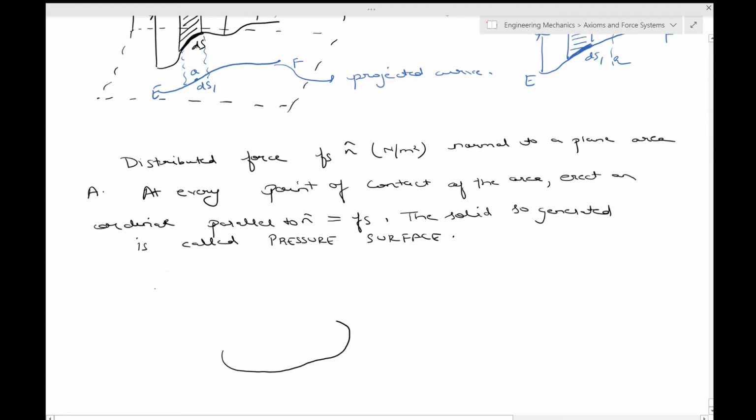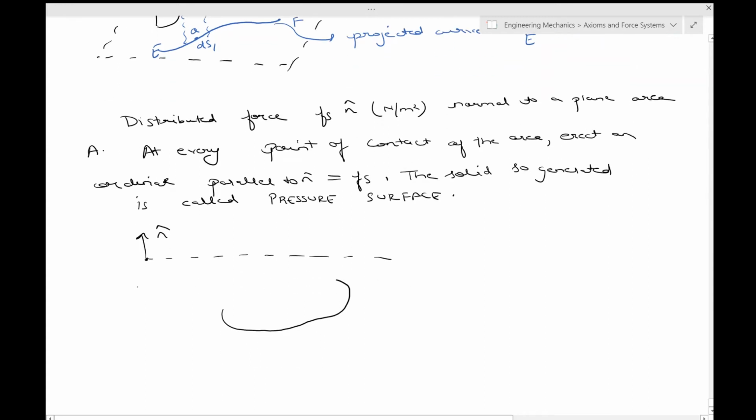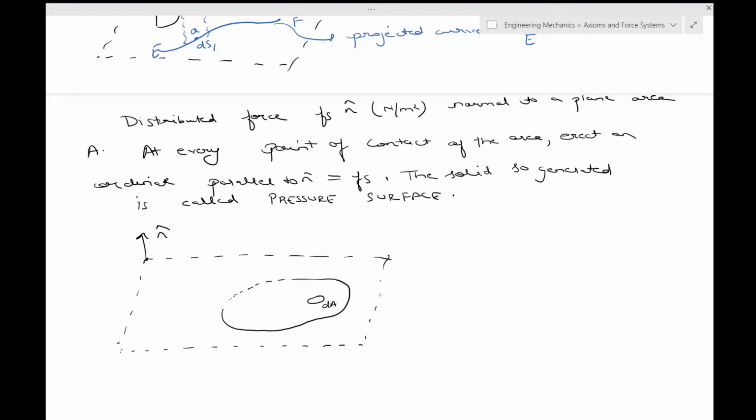Okay, so let's call this n. Sorry, this is the origin, and this is n. And this is the surface which you have already shown in black. Now if I take a small area dA over here, I will have to create an ordinate which is parallel to n. So I do it like this.